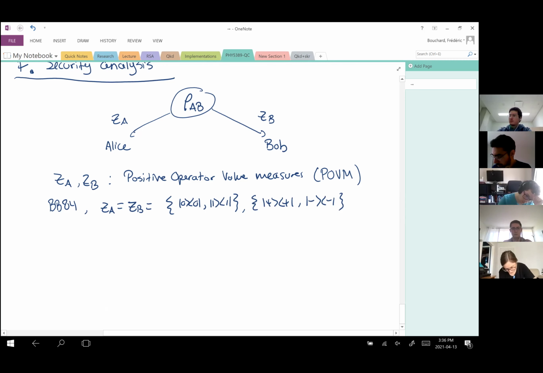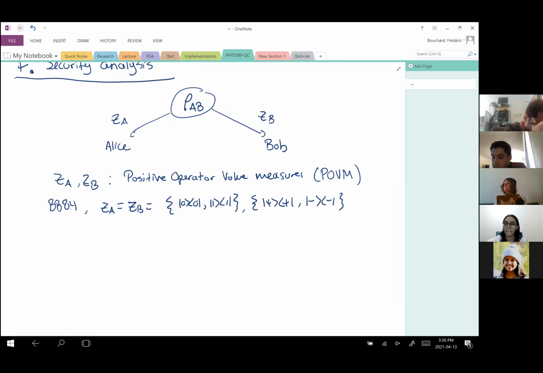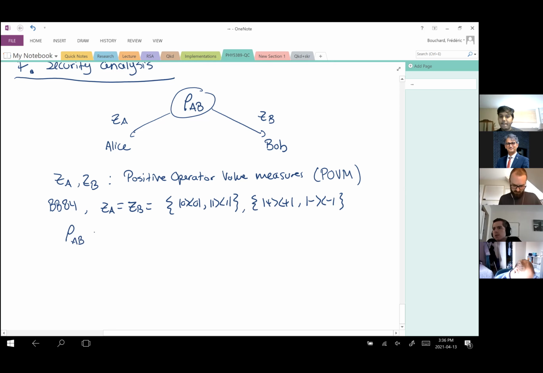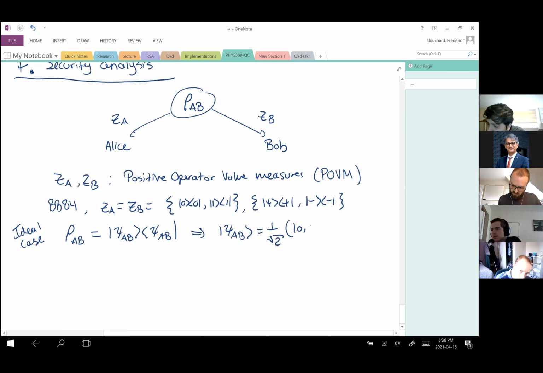So this is how the analysis will look. Let's say the ideal case. In an ideal case, you want your rho_AB to be a pure state, something like a Bell state. Here I'm just going to write the psi plus Bell state. So this is what you want.